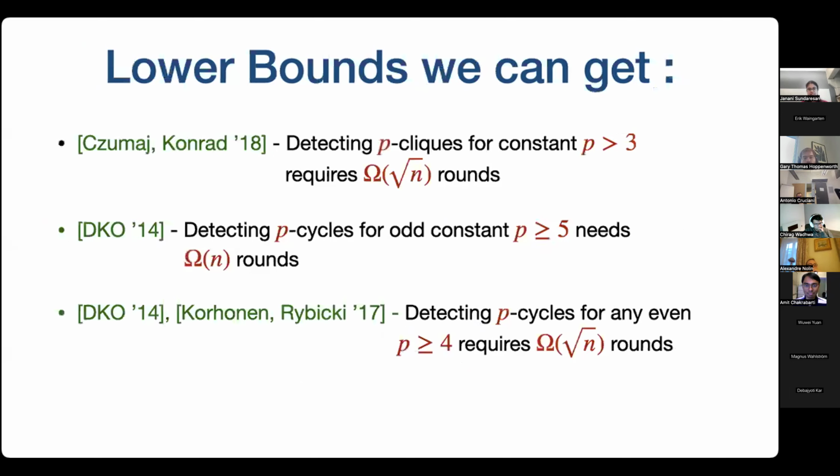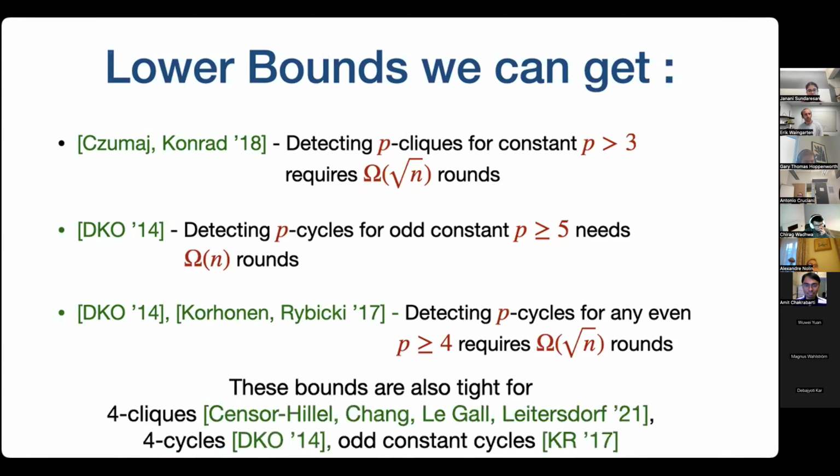This technique of going through communication complexity has actually been very successful. Let's look at graphs which are very close to triangles: four-cliques and other small cycles. If I want to detect constant-sized cliques of size at least 4, we can prove a lower bound of omega of square root n rounds. If I want to detect any odd constant-size cycle, I can even prove an omega of n round lower bound. For even-length cycles, I can prove a lower bound of omega of square root n. These are all very strong lower bounds, and it turns out they're actually tight for some graphs also.